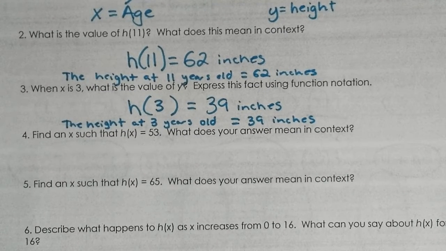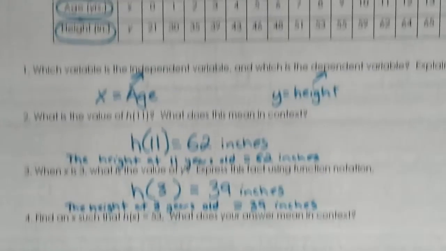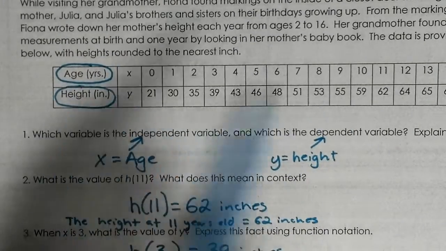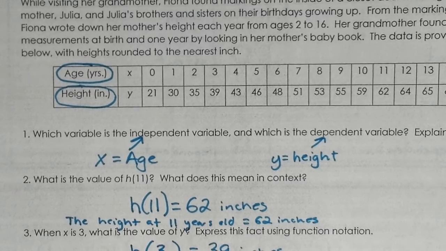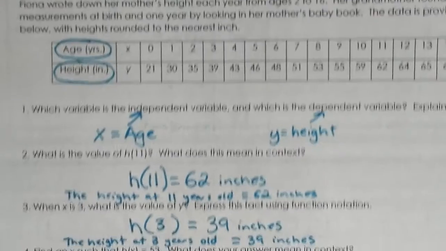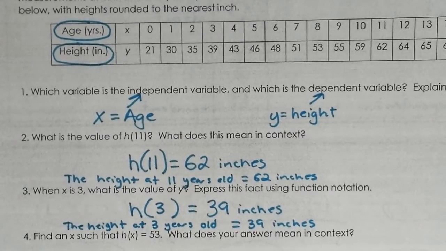Now, number 4 is pretty interesting here. It says, find an x. So what are we trying to look for? The x. Yeah, we're trying to find the x. What does x represent in this problem? 8? What does x represent here? Age. Did you say age or 8? It's all good, man. I was trying to clarify what you were saying. So the x means age.